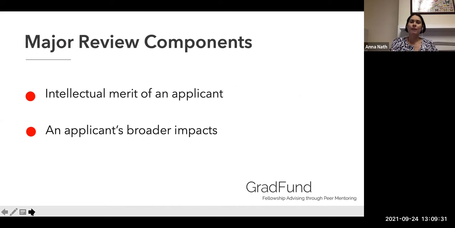The major review components of any fellowship application are basically the intellectual merit of the applicant and the project, and the applicant's broader impact. Because we're talking about the personal statement, it's about the applicant, right? So the intellectual merit of an applicant and an applicant's broader impacts. As I go on, you'll understand better what I mean. But I wanted to highlight those two sections because sometimes it helps to put your thoughts into those categories. This language is from the National Science Foundation, but it is applicable across the board.